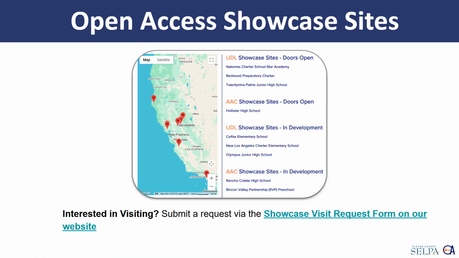Sacramento, and then also in Fortuna, which is located up in Humboldt County. We have 1 AAC showcase site with doors open in Hollister, and then 2 more in development. And then we have 3 other UDL showcase sites that are also in development as well. So if you are interested in visiting a showcase site, you can head over to our website and request a visit to a showcase site near you. It's a really fun experience to have.